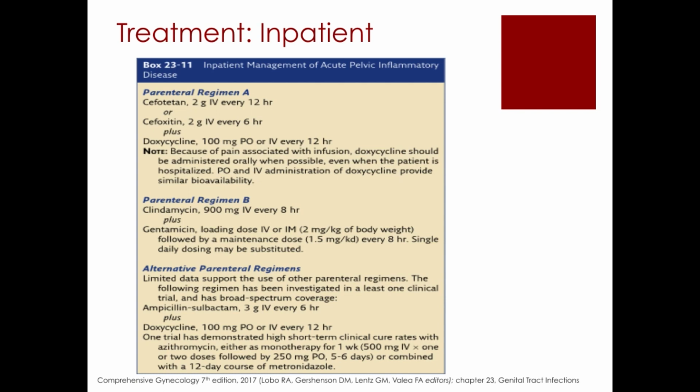The alternative parenteral regimens would include ampicillin-sulbactam 3 grams IV every 6 hours, plus doxycycline 100 milligrams PO every 12 hours. And one trial has demonstrated high short-term clinical cure rates with azithromycin, either as a monotherapy for 1 week or combined with a 12-day course of metronidazole.